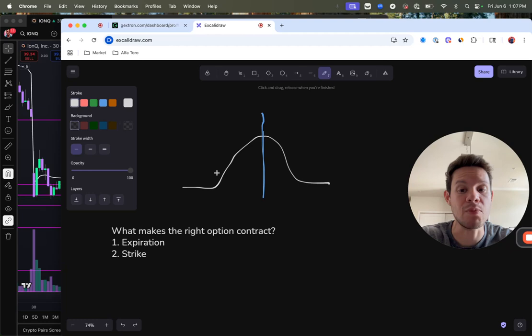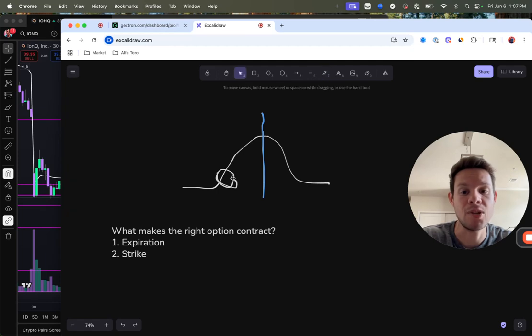What you want to do ideally is pick somewhere where it starts to ramp up. Get this juice right here, and then the rest is just an easy coaster down. You just coast down and enjoy the ride. That is how you pick the right strike. But there's a couple things that you have to know before you pick the expiration and the strike. And that's what I'm going to go over here.